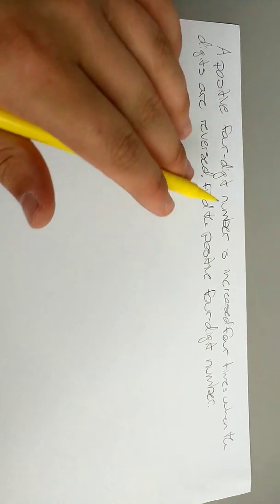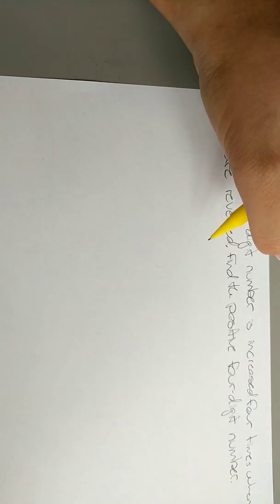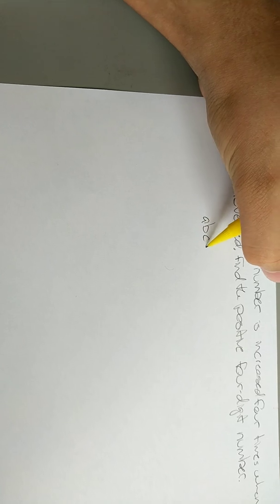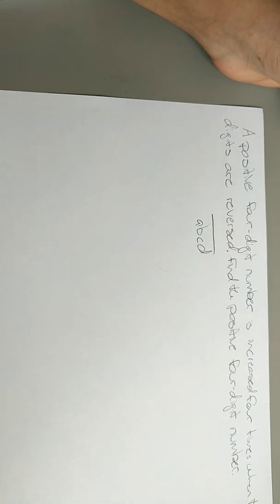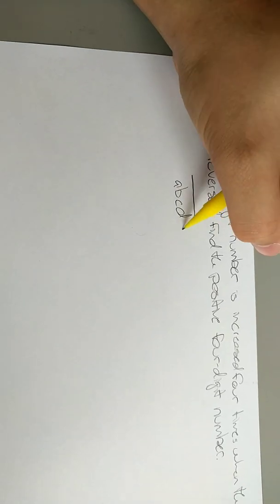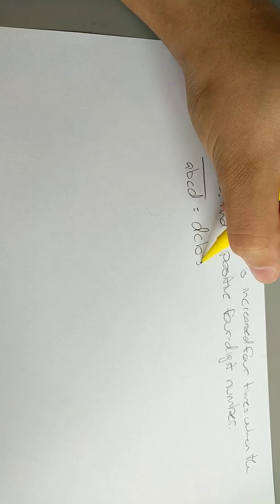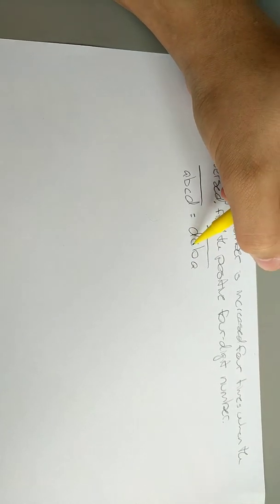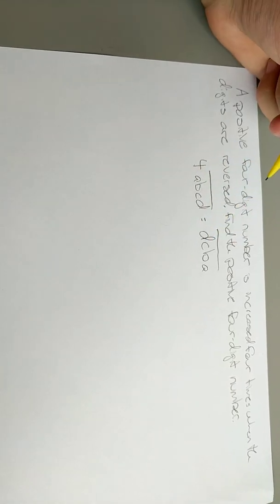A positive 4-digit number is increased 4 times when the digits are reversed. Find that positive 4-digit number. So if we have any 4-digit number ABCD, I'm going to put a line over it to indicate that it's a number, not variables being multiplied by itself. And then when we reverse the digits, so it's DCBA, this one is 4 times as great as this. So when we multiply this by 4, we get this number.